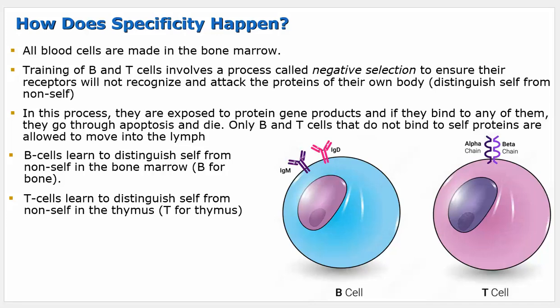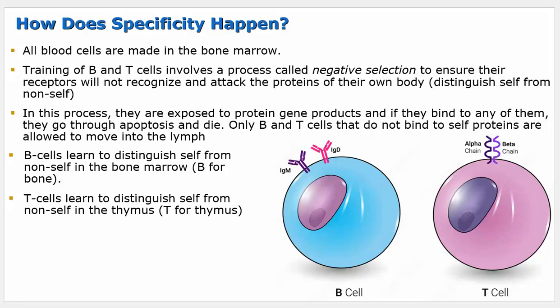So again, all blood cells are made in the bone marrow, but a certain type of training happens for B and T cells. It involves this process called negative selection, which ensures that the receptors on these B and T cells won't recognize and attack the proteins of their own body. They won't attack self. That's the way we say that. So they distinguish self from non-self.